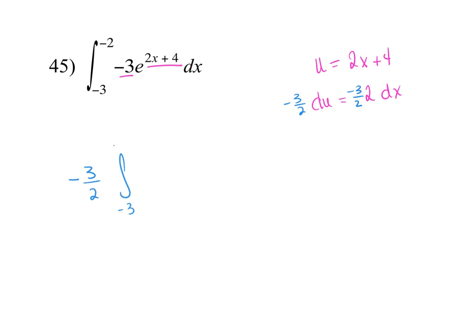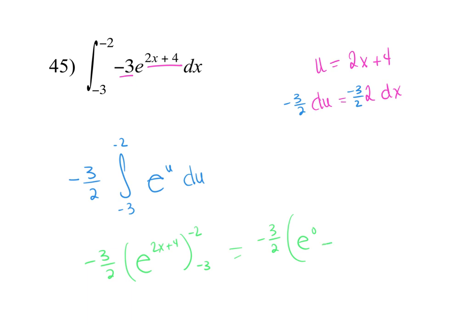I'm still going to have from negative 3 to 2, right? And then I have just e to u, du. Well, again, negative 3 halves, e to the 2x plus 4 from negative 3 to negative 2. And then just plug it in. So you can leave that negative 3 halves out. Negative 2 times 2 is negative 4 plus 4, that's e to the 0, minus negative 3 times 2 is negative 6 plus 4, negative 2.